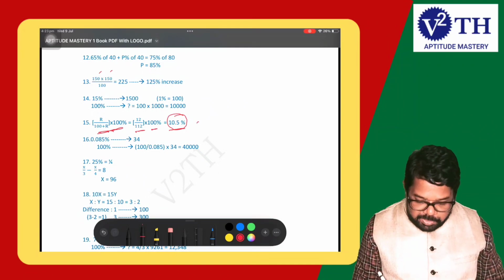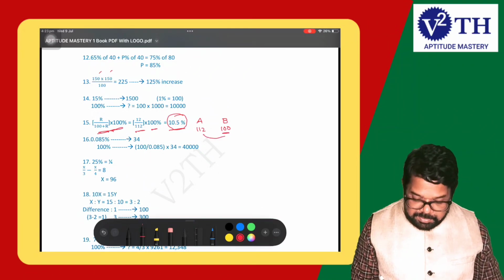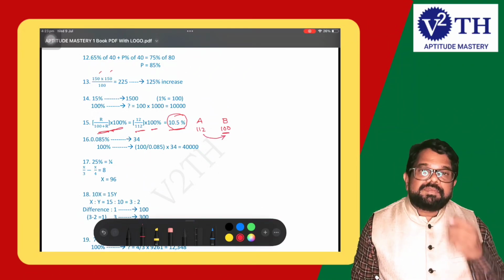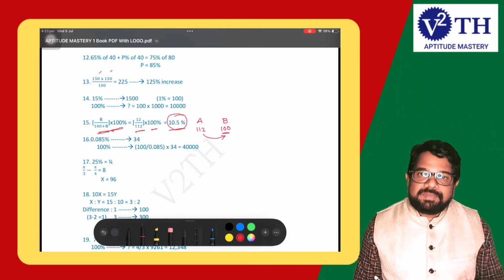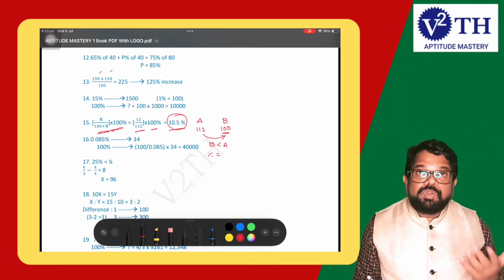Understood? Practically also we can do. See here, let it be A, B. Let B be 100. A is 12% more means 112. Definitely B is less here. How much less here? 12 less. How much percent less? B is less than A clearly. B is less than A. How much less means 12. How much percent less, means how can you calculate the difference?